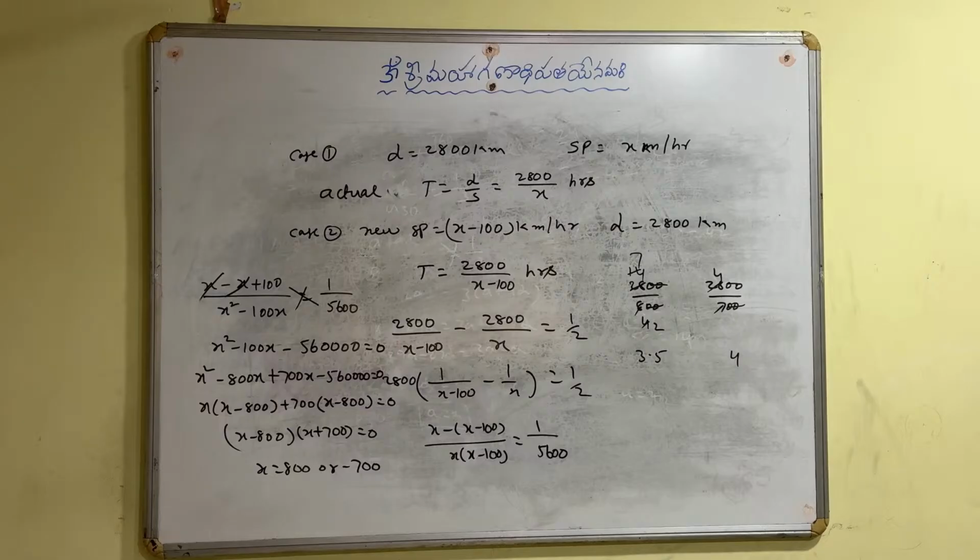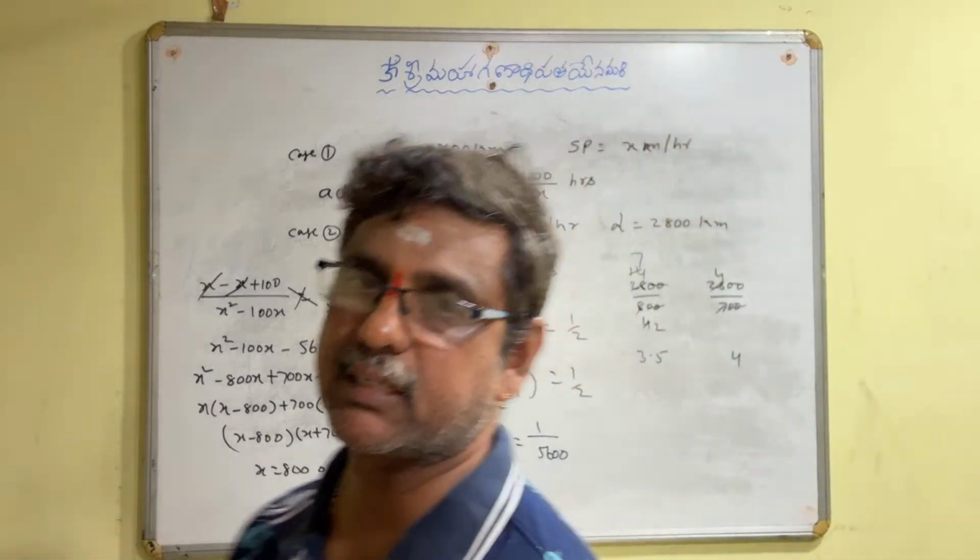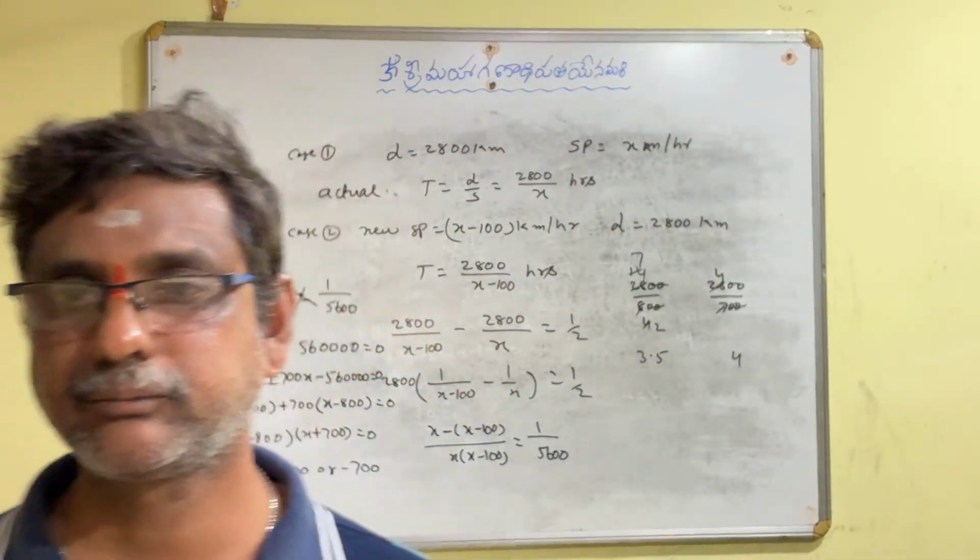If the speed is 800 kilometers per hour, journey time is 3.5 hours. If the speed is 700 kilometers per hour, journey time will be 4 hours, half an hour more.